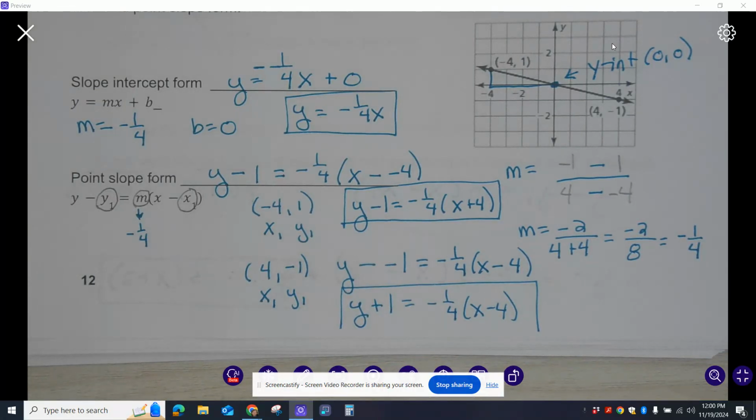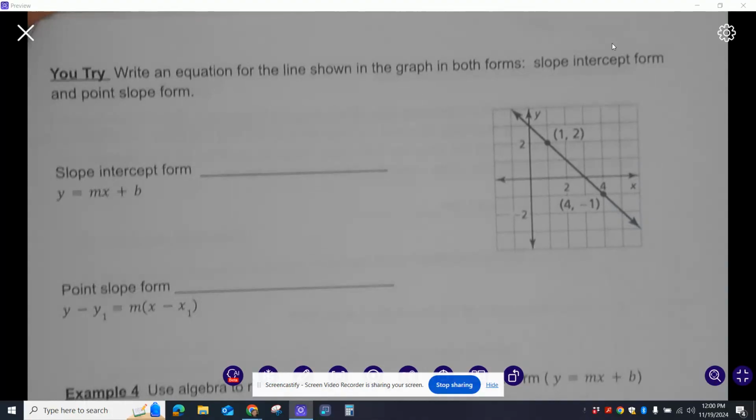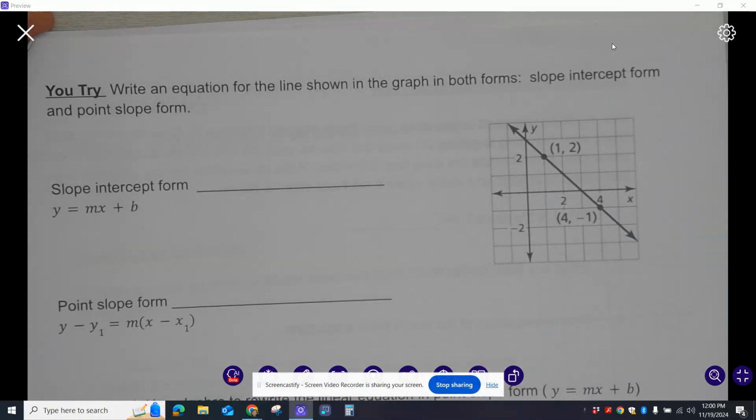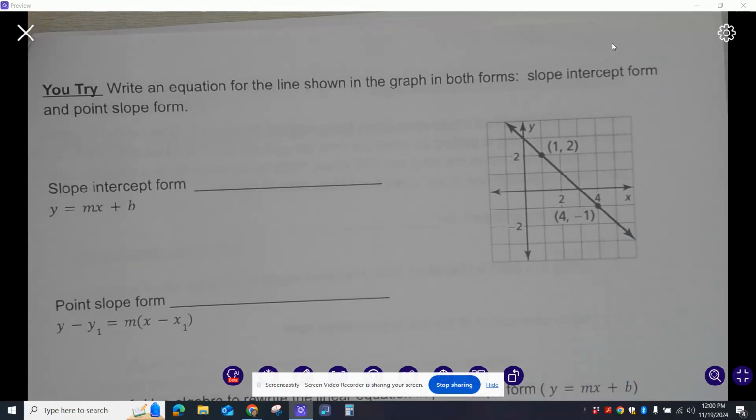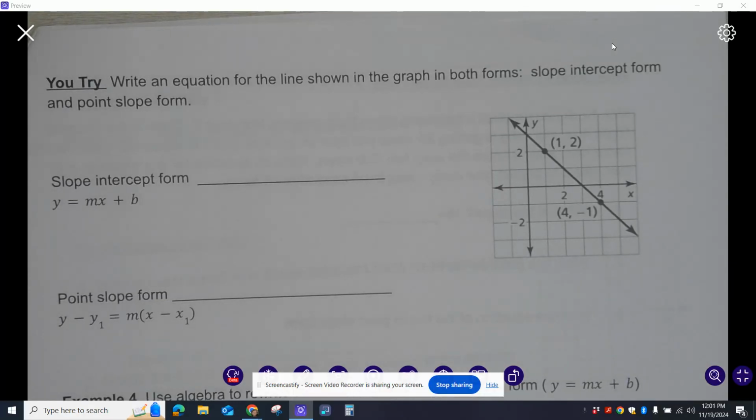All right, there is a your turn on the next page. I encourage you to try that, and I think I will do example 4 in the next video.